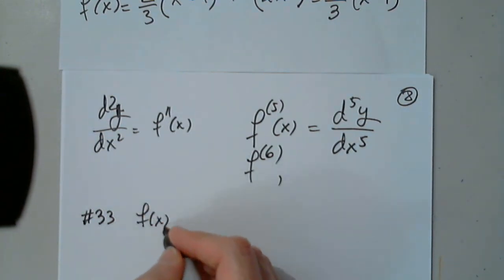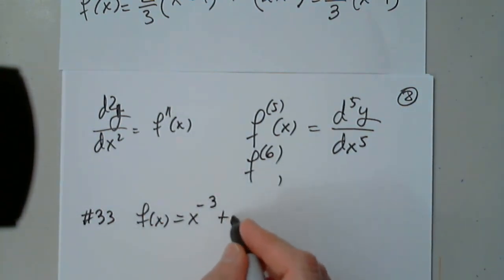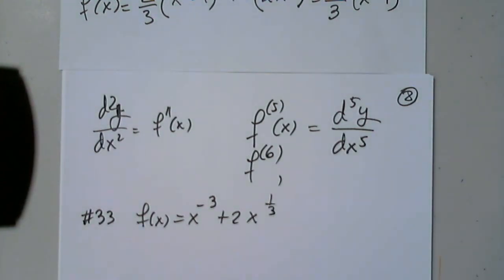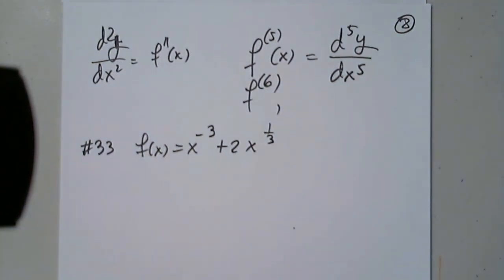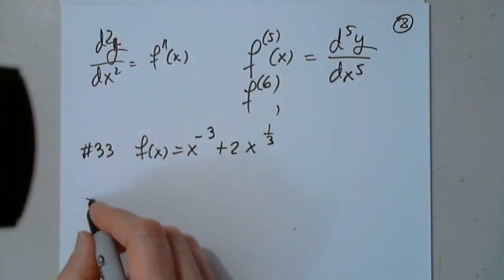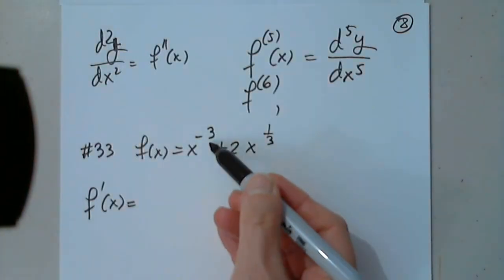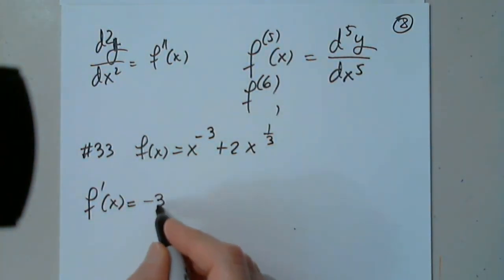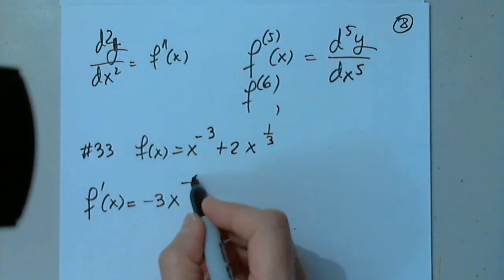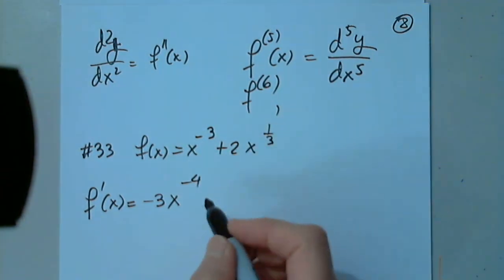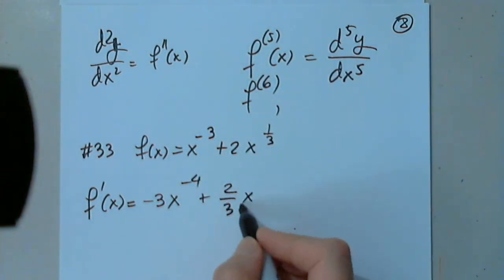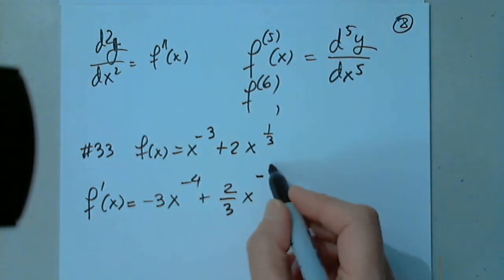So f of x equals x to the -3 plus 2x to the 1/3. And they want us to determine the 5th derivative. Okay, so first we have to find the first derivative, and then the second, and then the third, and so on and so forth. I bring down the power, and I subtract 1 from the power.